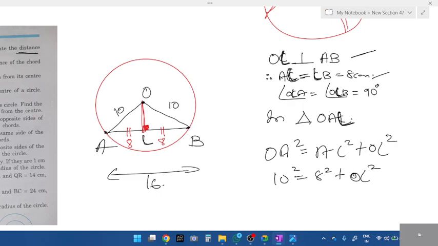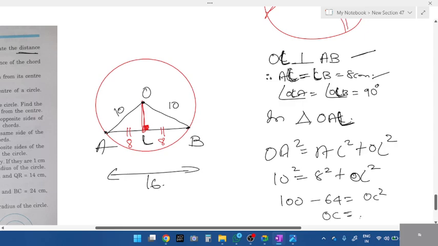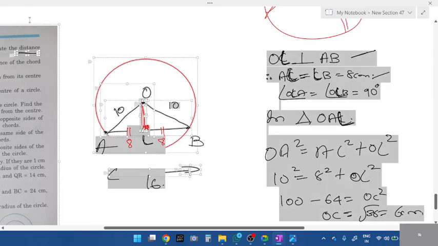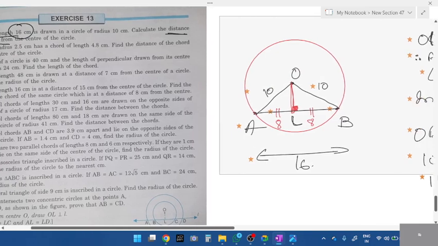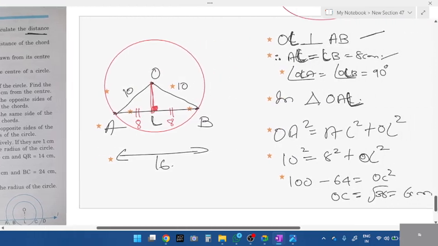Fine. What's the answer, students? What did you all get? OL is equal to 6 centimeters. Next question. Even the next question is the same, but only the thing is they have given it in decimal.